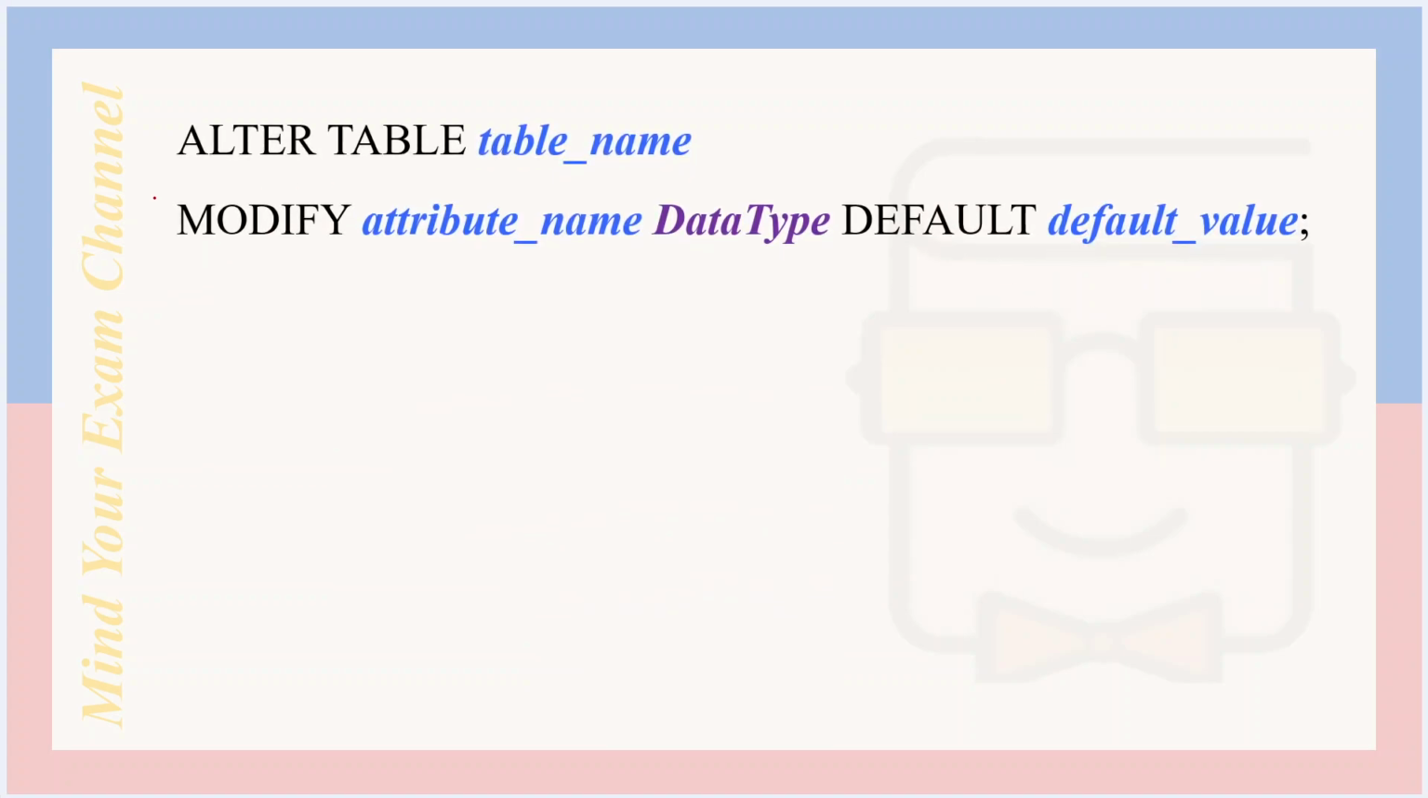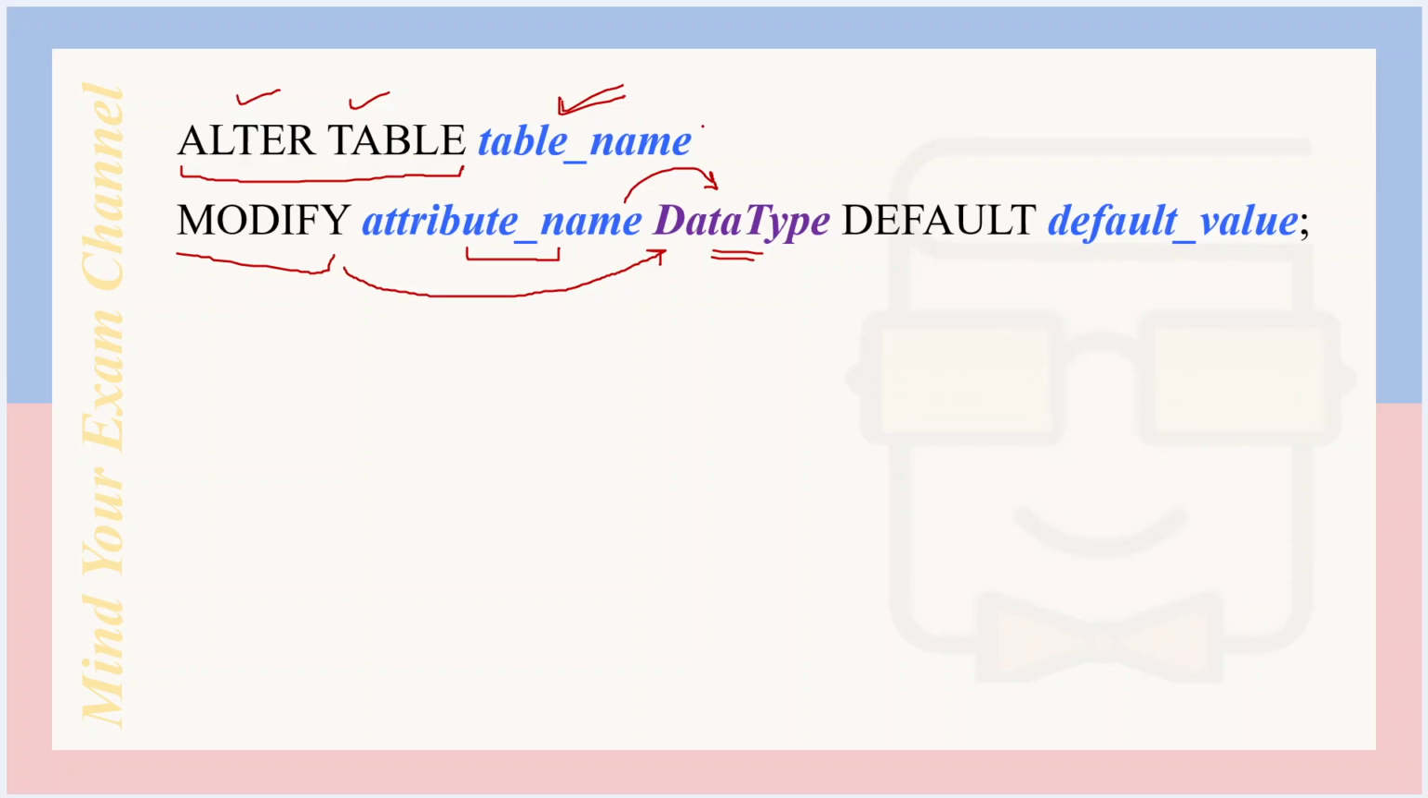Firstly, you need to specify which table's attribute you are changing, and you have to specify the name of the table here, and before that you use the alter table keywords. Then, since you are modifying a particular attribute of that table, you specify the modify keyword followed by the name of the attribute that you want to modify. And like we saw in the last video also, whenever we use the modify keyword, we also have to specify the data type of the attribute.